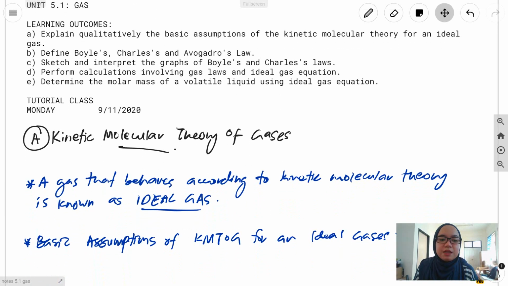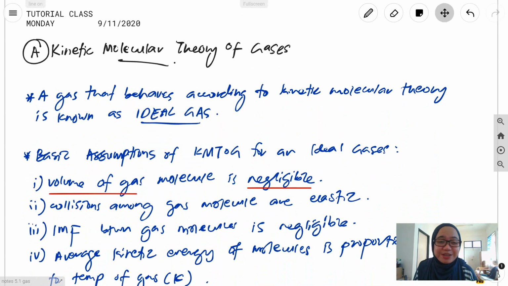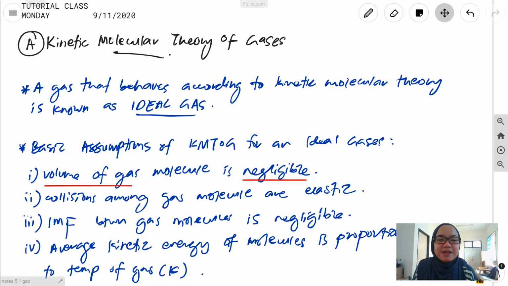Alright, so first, let's see what the kinetic molecular theory of gases is. It says that a gas that follows this theory is an ideal gas. So a gas that behaves according to kinetic molecular theory is known as an ideal gas. Ideal gas is equal to perfect gas. There are a few basic assumptions of the kinetic molecular theory of gases.